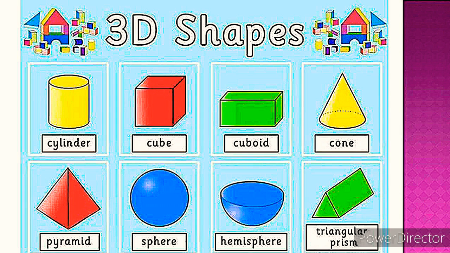Some examples of three-dimensional shapes are displayed here. As you can see, the first one, cylinder, followed by cube. The next one, cuboid, followed by cone. The next one down there in red color is pyramid, followed by sphere in blue color, then followed by hemisphere, and the last one, triangular prism. So those are examples of three-dimensional shapes. They take up space and they have three dimensions: height, length, and breadth.